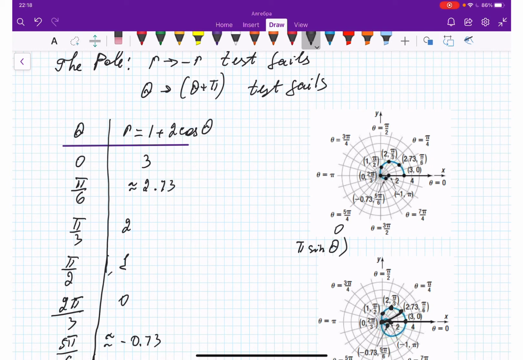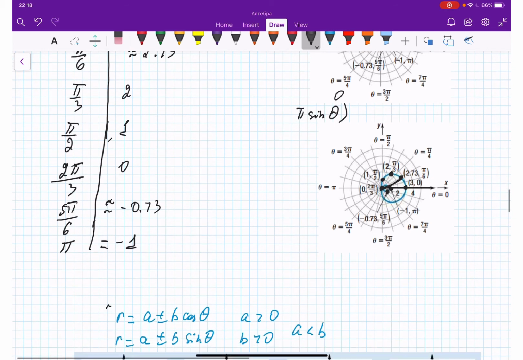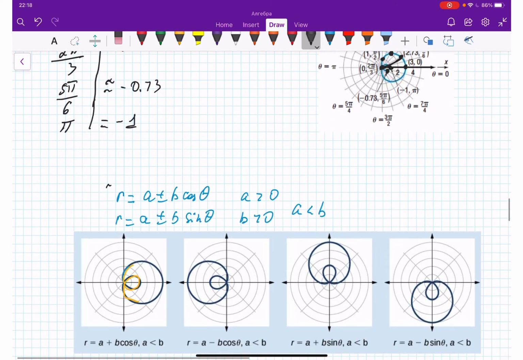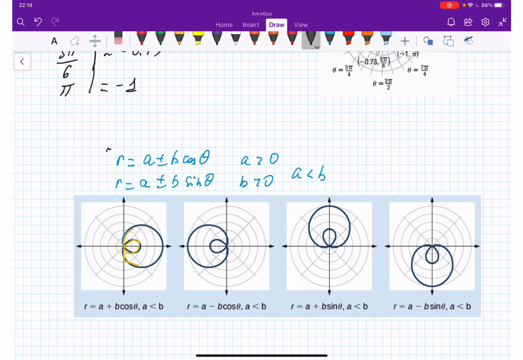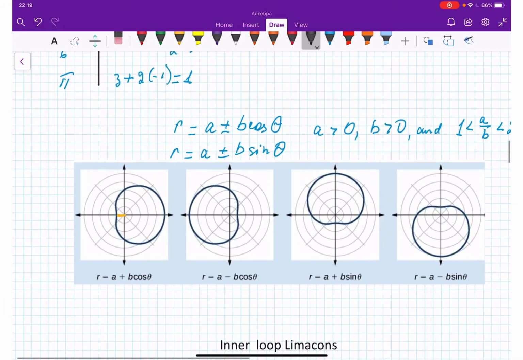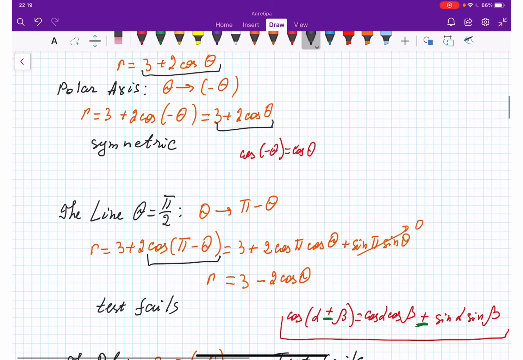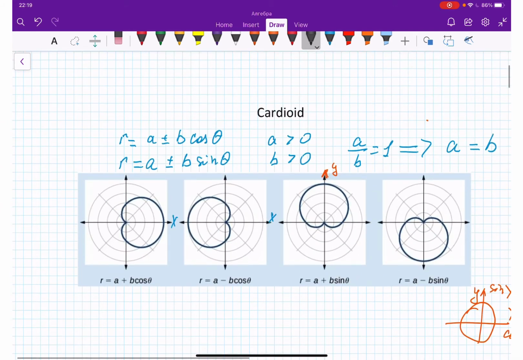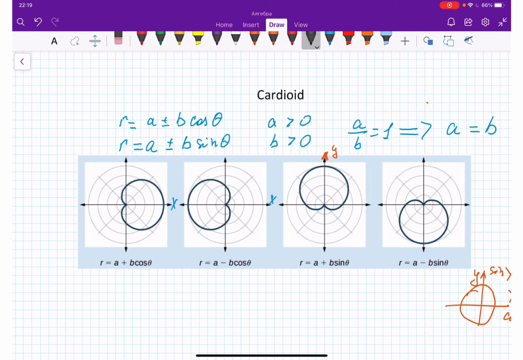Okay, so what's the difference between the limaçon with an inner loop and the others? The limaçon with an inner loop is passing through the pole, and it's passing twice, not once. While the limaçon with one loop does not pass through the pole, and the previously learned cardioid passes through the pole only once. Okay, let me write down here. Only once passes through pole.